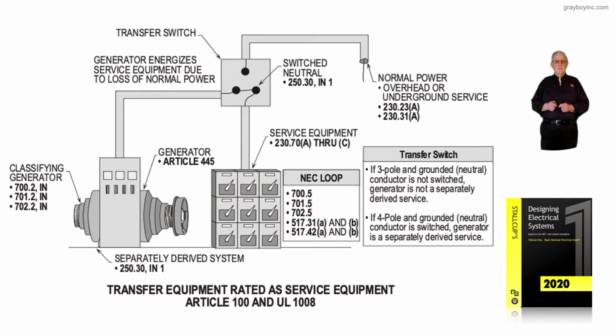This illustration deals with transfer equipment rated as service equipment. Such equipment is defined in Article 100 of the NEC, but a great amount of information can be obtained by reviewing UL 1008. But to start off, let's start with the generator. The rules are found in Article 445.